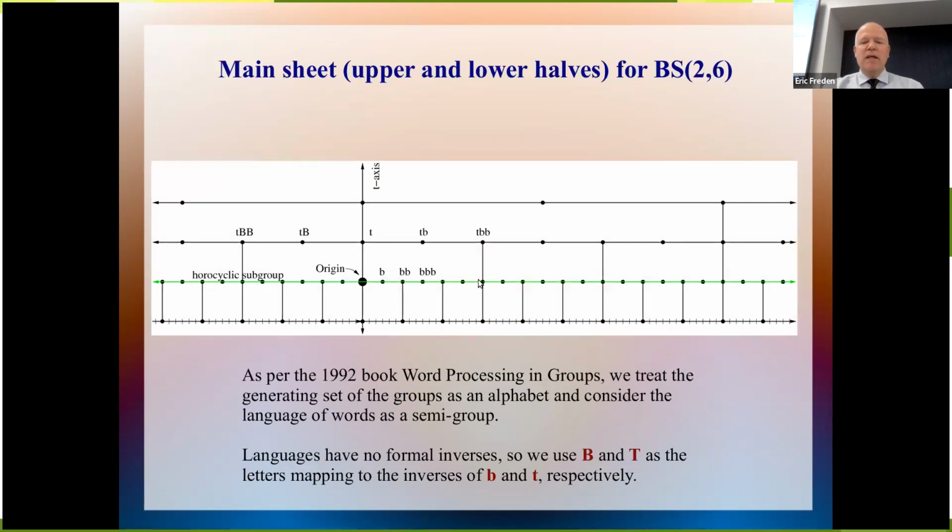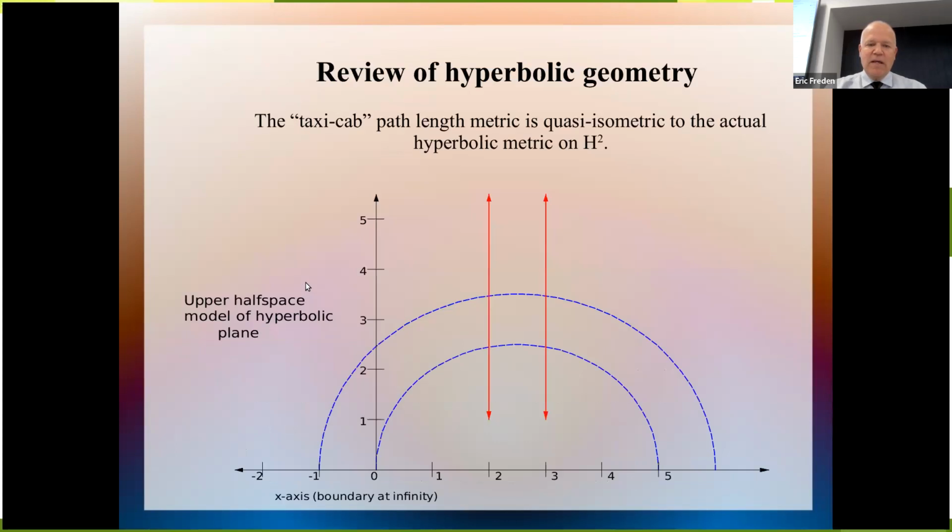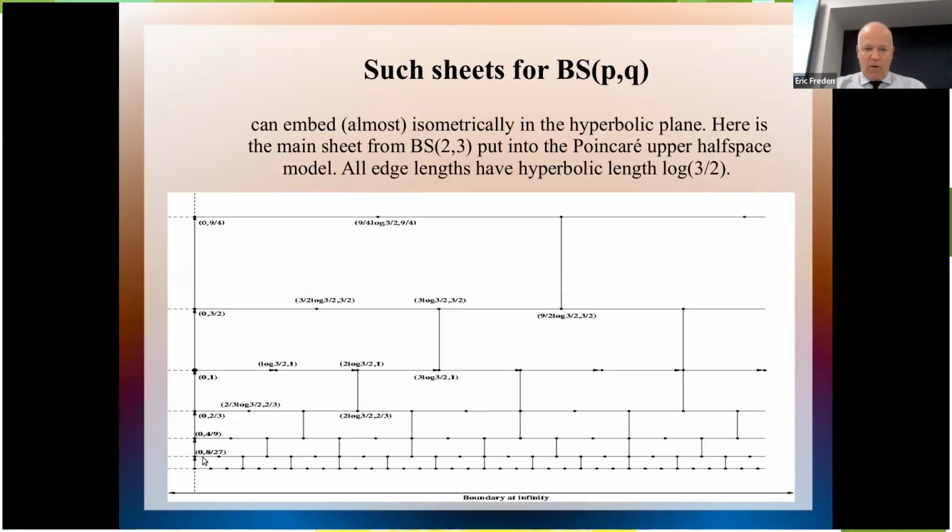Let's continue on building the graph again. So here's again another sheet here, and I call this the horocyclic subgroup. Powers of B is the horocyclic subgroup. Why? Because horizontal lines like this in hyperbolic geometry are horocycles. They are not straight. They are not geodesics.